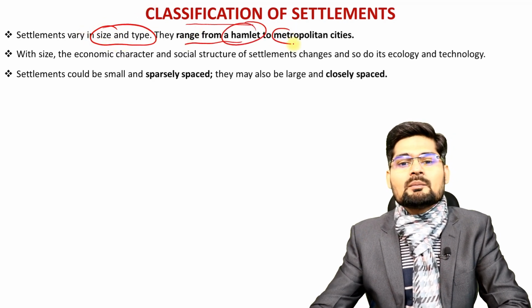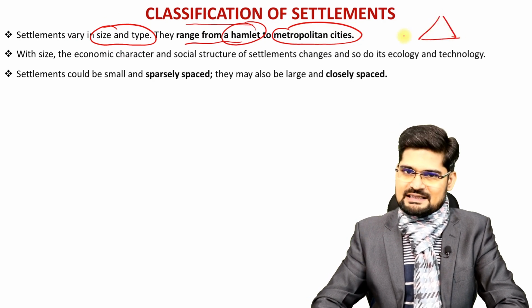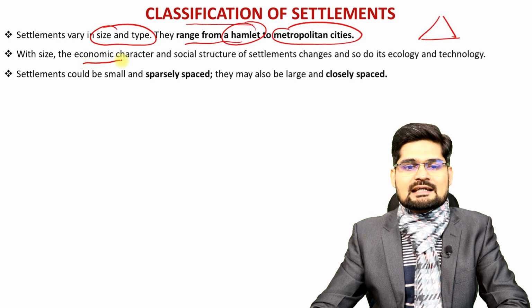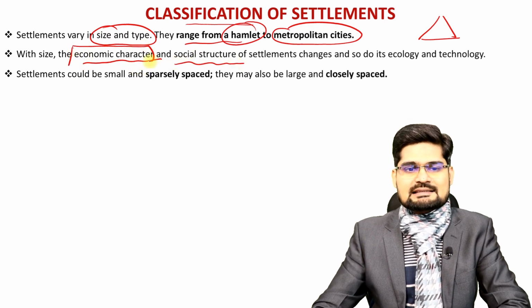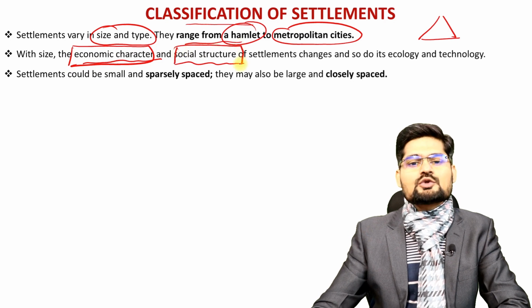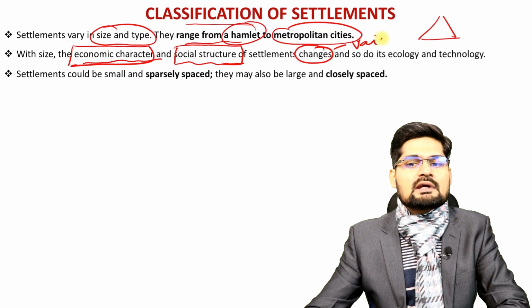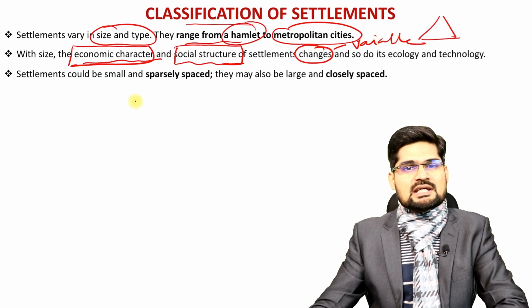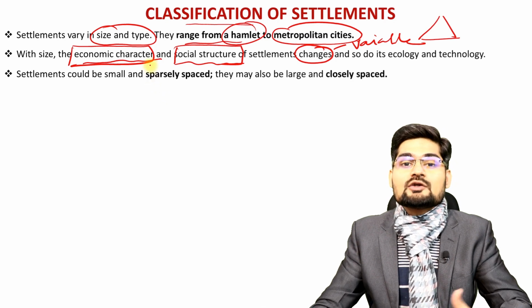and they range from a hamlet to metropolitan cities. Remember the hierarchy, right? We talked about it in the previous lectures also. So with size, the economic character and the social structure change. Now remember these two phrases, economic character and social structure of settlements. It means it is a variable, right? So what changes is the social structure and also the economic characteristic as it grows, right?